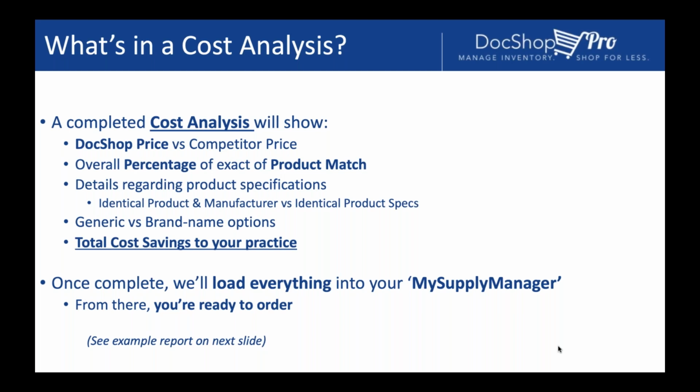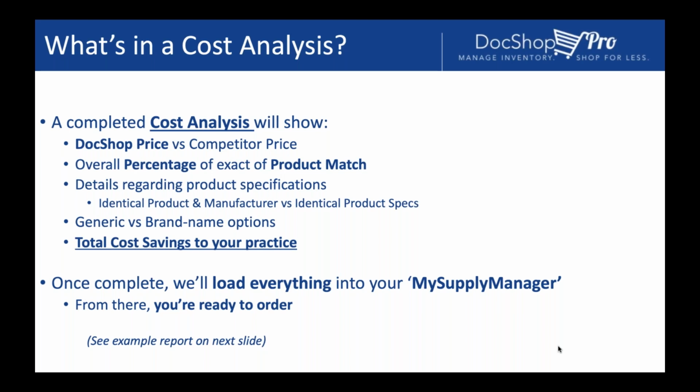So this screen just kind of gives you the highlights of what you're going to see in that report. And we'll show you a report here in just the next slide. But within that, you're going to see a breakdown on the DocShop Pro price versus the competitor price on the invoices you provided to us. We're going to show you the overall percentage of exact product match.